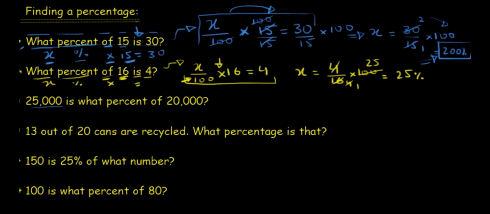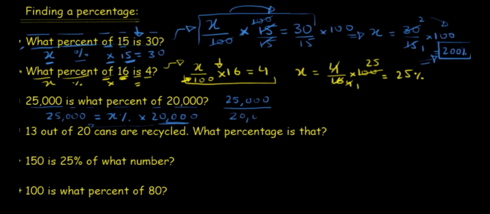Next question, 25,000 is what percent of 20,000? 25,000 is what? I don't know what that is. What percent of 20,000? Exactly the same thing. I'll move everything from the right-hand side to the left-hand side in this case. So 20,000 is being multiplied. When it goes to the other side, it divides. 25,000 over this 20,000. 20,000 is x percent. Percent, I'll just write it as over 100.